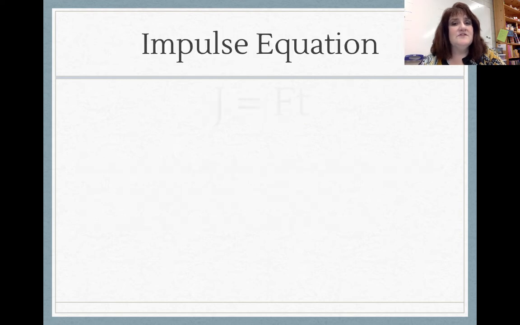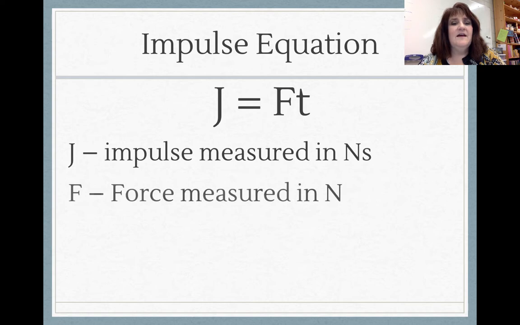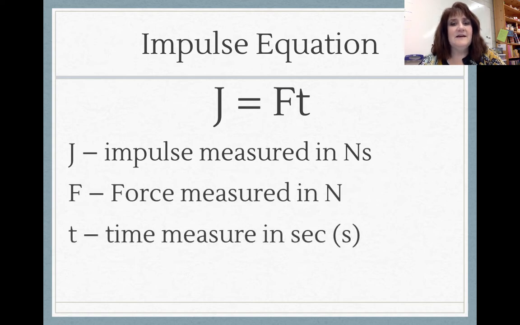The impulse equation is J is equal to Ft. J is impulse measured in newton seconds, F is force measured in newtons, and t is time measured in seconds. That needs to be added to your formula sheet.